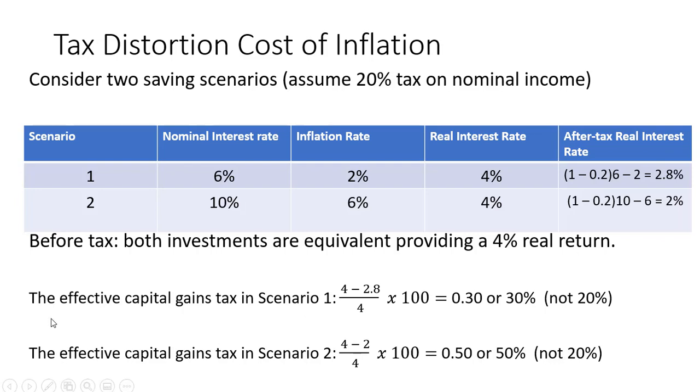And to look here at the effective capital gains tax, in scenario 1, it's going to be 30%. You only get to keep 2.8% of this 4% return, or in other words, 1.2% is being taxed away, and 1.2% as a fraction of 4 is going to be 30%. And in scenario 2, the effective capital gains tax here is 50%, not 20%. So this is going to be a disincentive to save and invest.